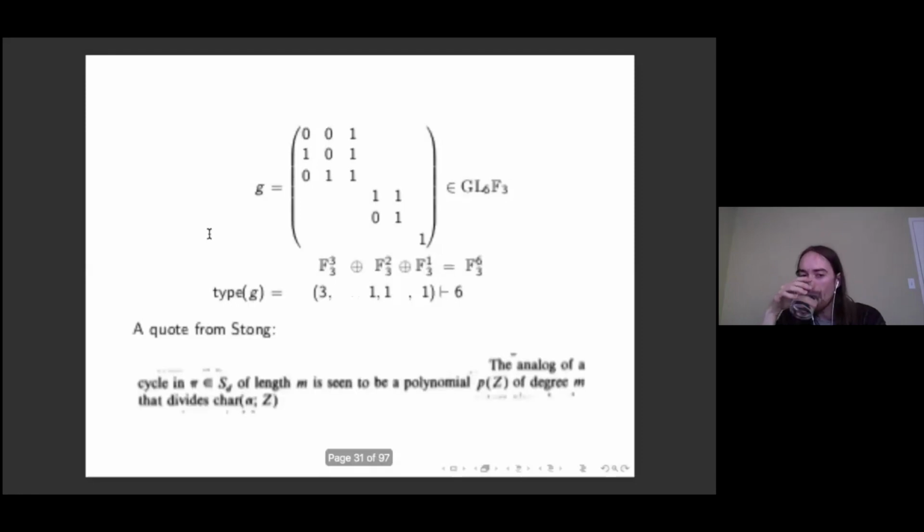Now, here's a quote from Stong later in the 80s, who suggests that the analog of a cycle is basically a polynomial whose degree is the length of the cycle. Cycle of length m, polynomial of degree m, dividing the characteristic polynomial. So let's just take that as the definition of cycle type.